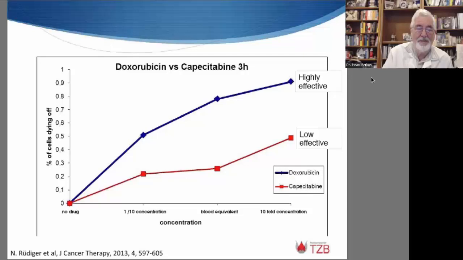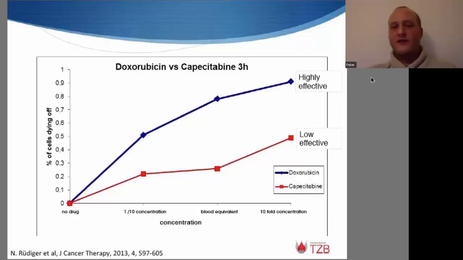I understand. So what you can see here, for example, is we tested doxorubicin versus capecitabine. And what you can see here is that the doxorubicin worked much better on the cells. It killed almost, let's say, 80% of the cells, while at the same time the other drug killed just 20 to 25% of the cells.